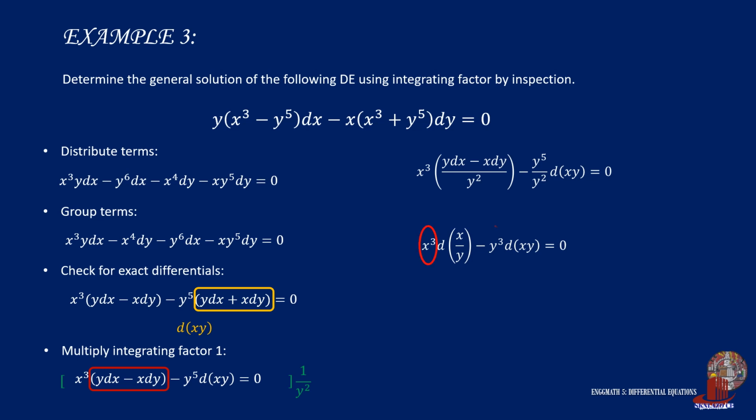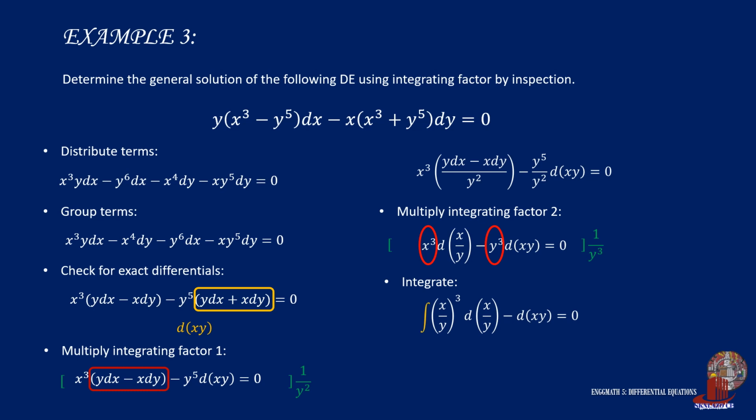Note that there are still excess y and an incomplete coefficient of the first term with x cubed. So multiply the second integrating factor of 1 all over y cubed, which can transform the equation into the following. And we are ready to integrate. By integrating the first term, we would get 1/4 of x all over y to the fourth power, and the integral of d of xy is simply xy, and that of 0 would be c.